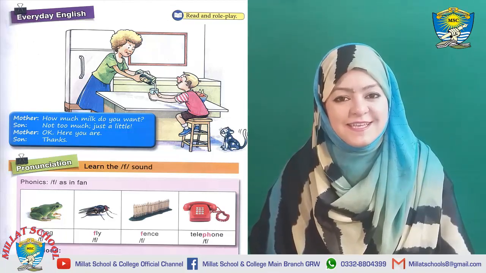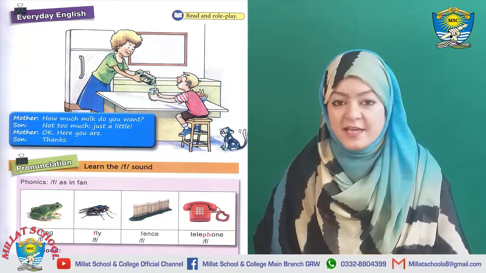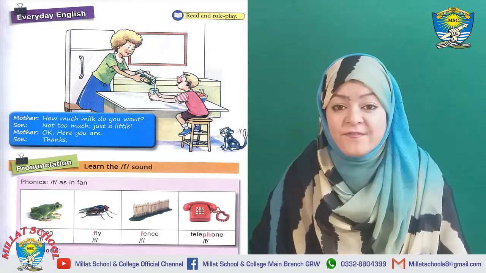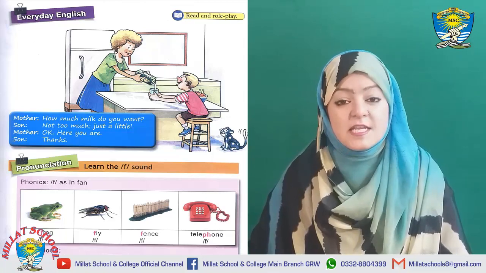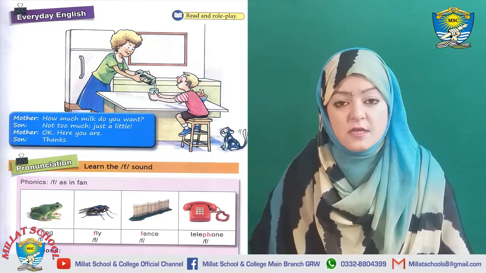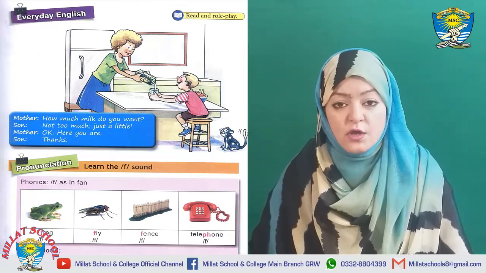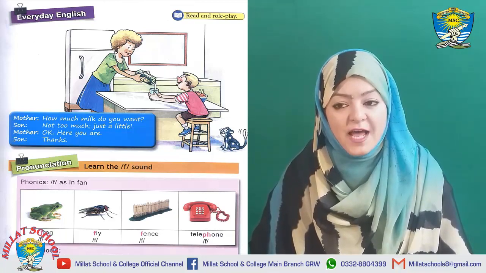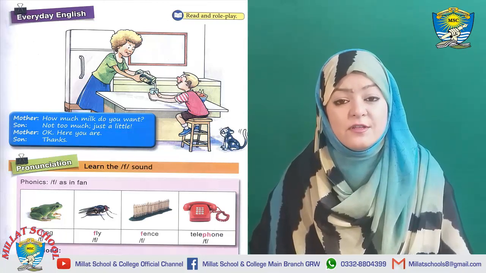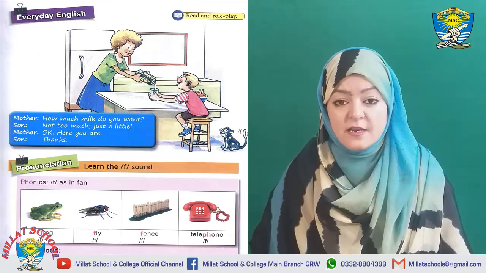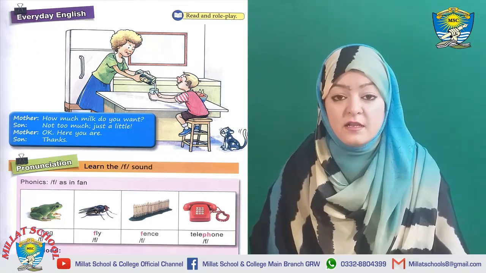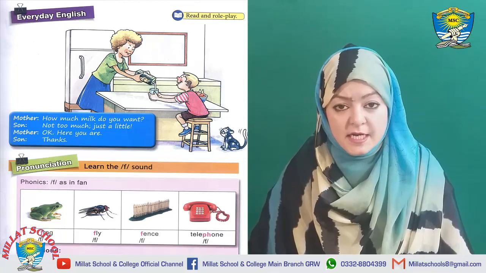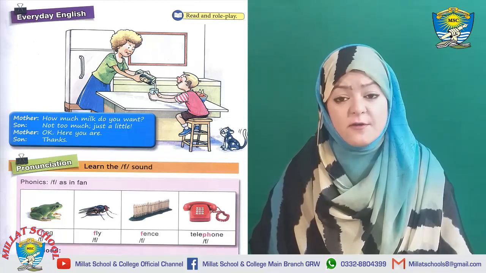The next topic is pronunciation. Very interesting topic. In pronunciation, we are going to do a very nice sound today. What is the sound? Yes, it is the sound of F. F gives the sound of f. Clear? So, we will do the reading of this phonic sound. The first words are frog, fly, fence, telephone. In telephone, we are getting the sound of f in the middle. P and H, PH, together give the sound of f. Okay? Is it clear to you? So, you will try your best to practice your sound.